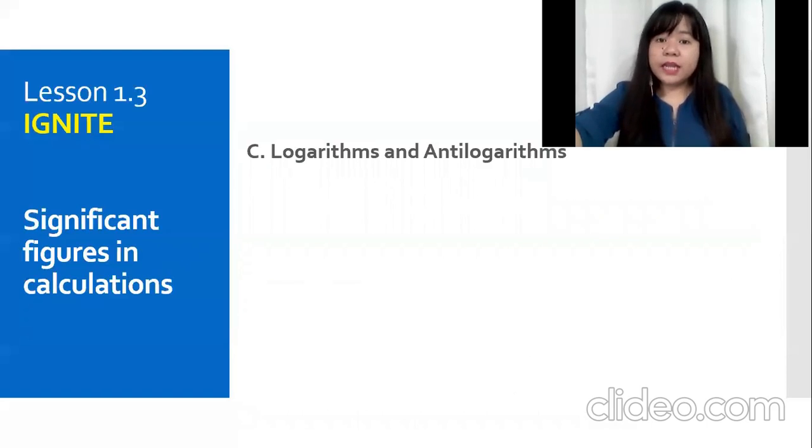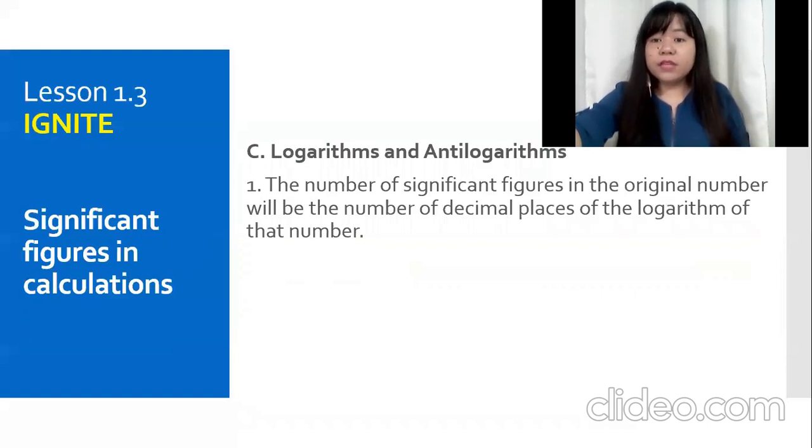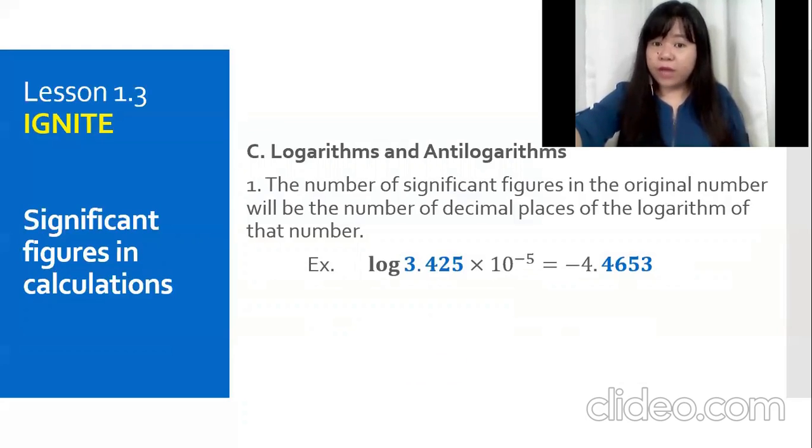For logarithms and anti-logarithms, the number of significant figures in the original number will be the number of decimal places in the logarithm of that number. For example, if the original number is 3.425 times 10 to the negative 5, and we would like to take the logarithm of that, then the 4 significant digits in the original number translate to 4 decimal places in the resulting logarithm.